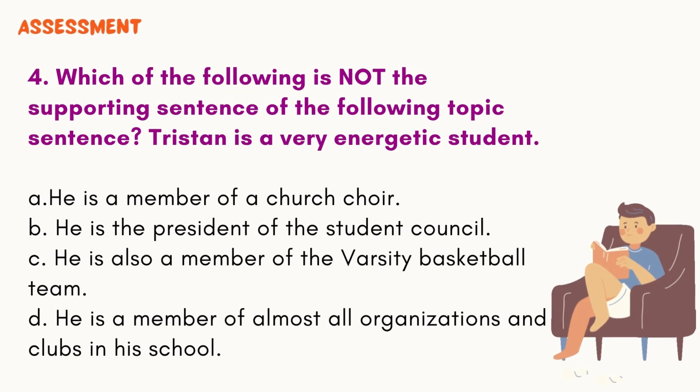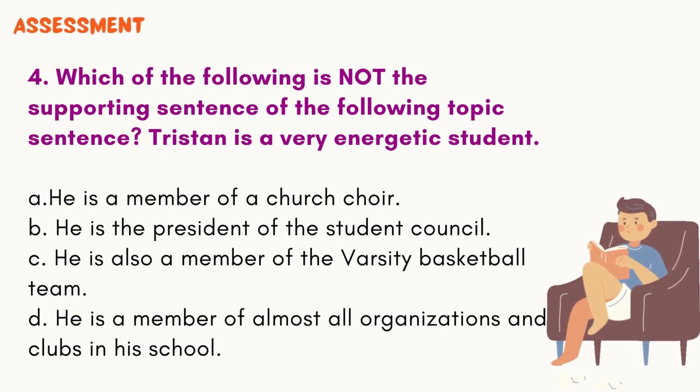Number 4. Which of the following is not the supporting sentence of the following topic sentence? Tristan is a very energetic student. A. He is a member of a church choir. B. He is the president of the student council. C. He is also a member of the varsity basketball team. And D. He is a member of almost all organizations and clubs in his school.